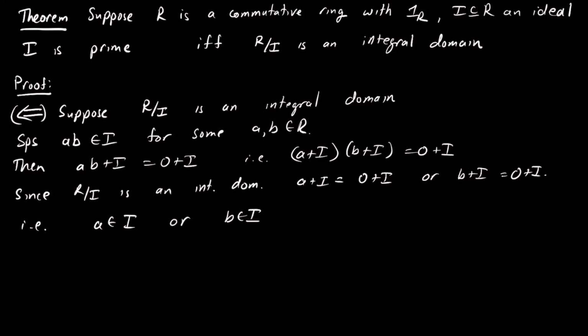All right, A plus I equal to 0 plus I, we can go through the same reasoning. A is congruent to 0 mod I, so A minus 0 is in I, so A is in I, or similarly, B is in I. So I could say, hence, I is a prime ideal. And that finishes my proof.